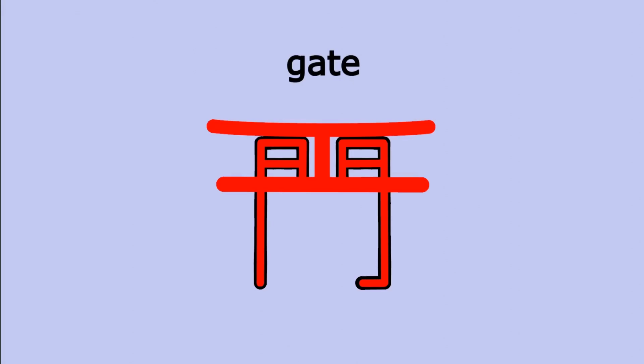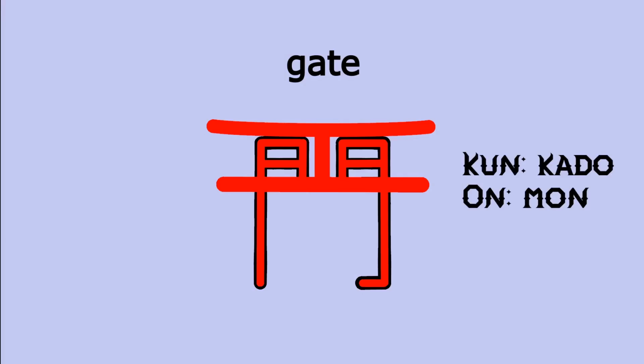Here we have the kanji for gate, and this kanji particularly resembles a traditional Japanese gate, which are usually found at either the entrance or within the Shinto shrine. You might have seen it. If not, feel free to Google it and you will see the resemblance.